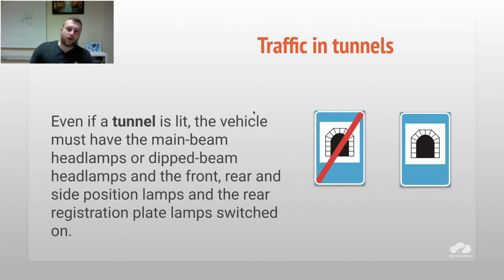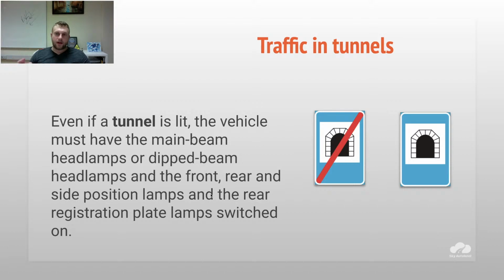Now we are going to talk about tunnels. So even if a tunnel is lit, the vehicle must have the main beam headlamps or dipped beam headlamps and the front, rear, and side position lamps and the rear registration plate lamps switched on. So you don't have to remember what kind of lamps you should switch on, because these lamps switch on automatically as soon as you put on the main beams, or we can call them headlamps. So as soon as your headlamps are on, all the other lights and registration plate lights turn on automatically. So this is the main rule in the whole of Europe.